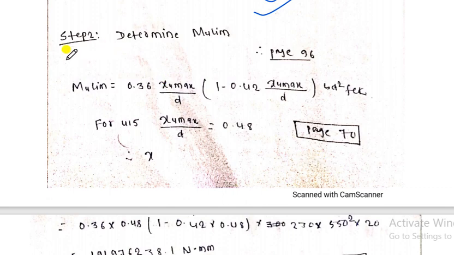Similarly, in step 2, we have to determine Mu limit. Mu limiting is the limiting moment carrying capacity of a structure, that is, how much moment the structure can carry before failure. This can be calculated by using a formula. There are different types of formulas that can be used, and you need not remember them. It is already given in the IS code book on page number 96. So let's see.